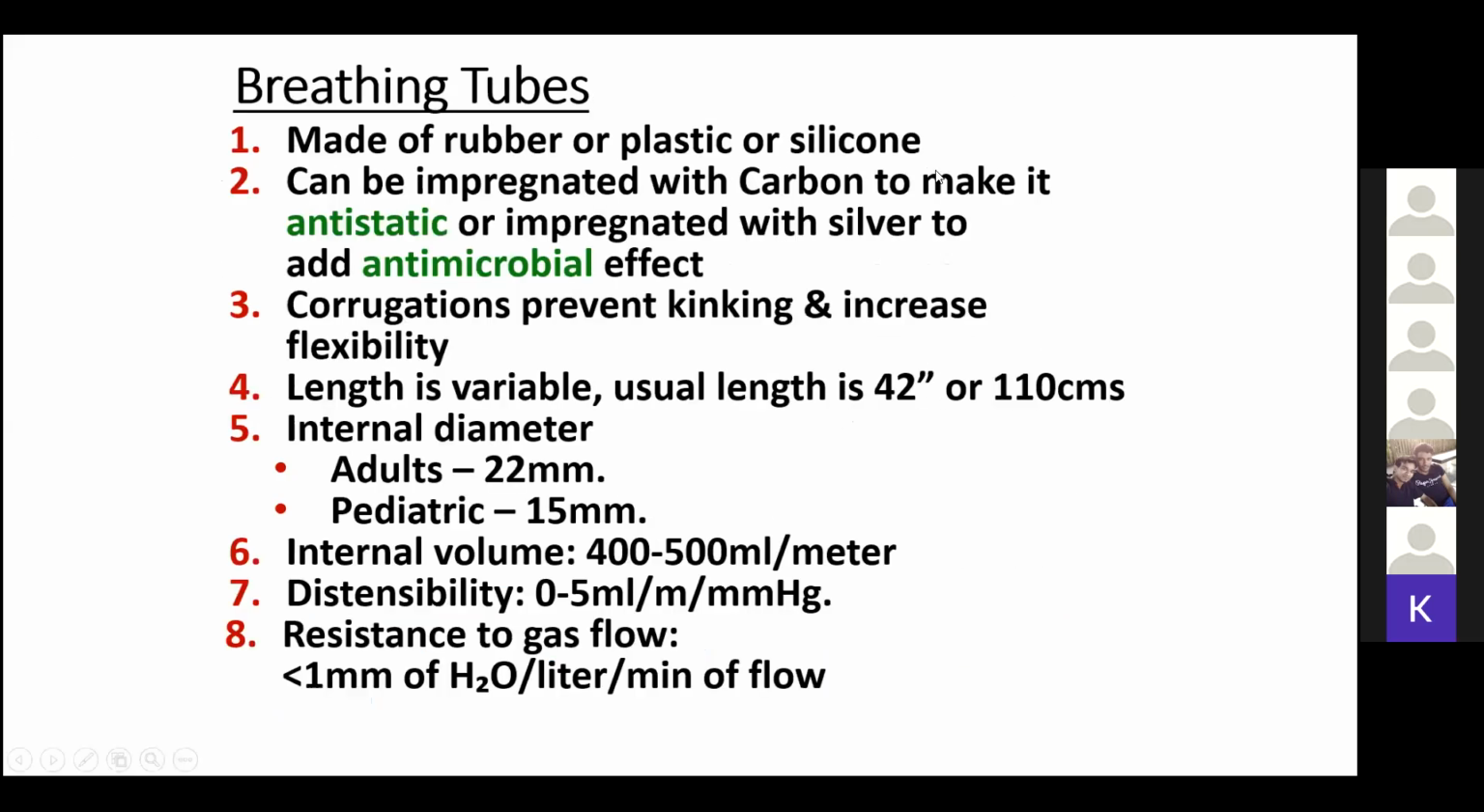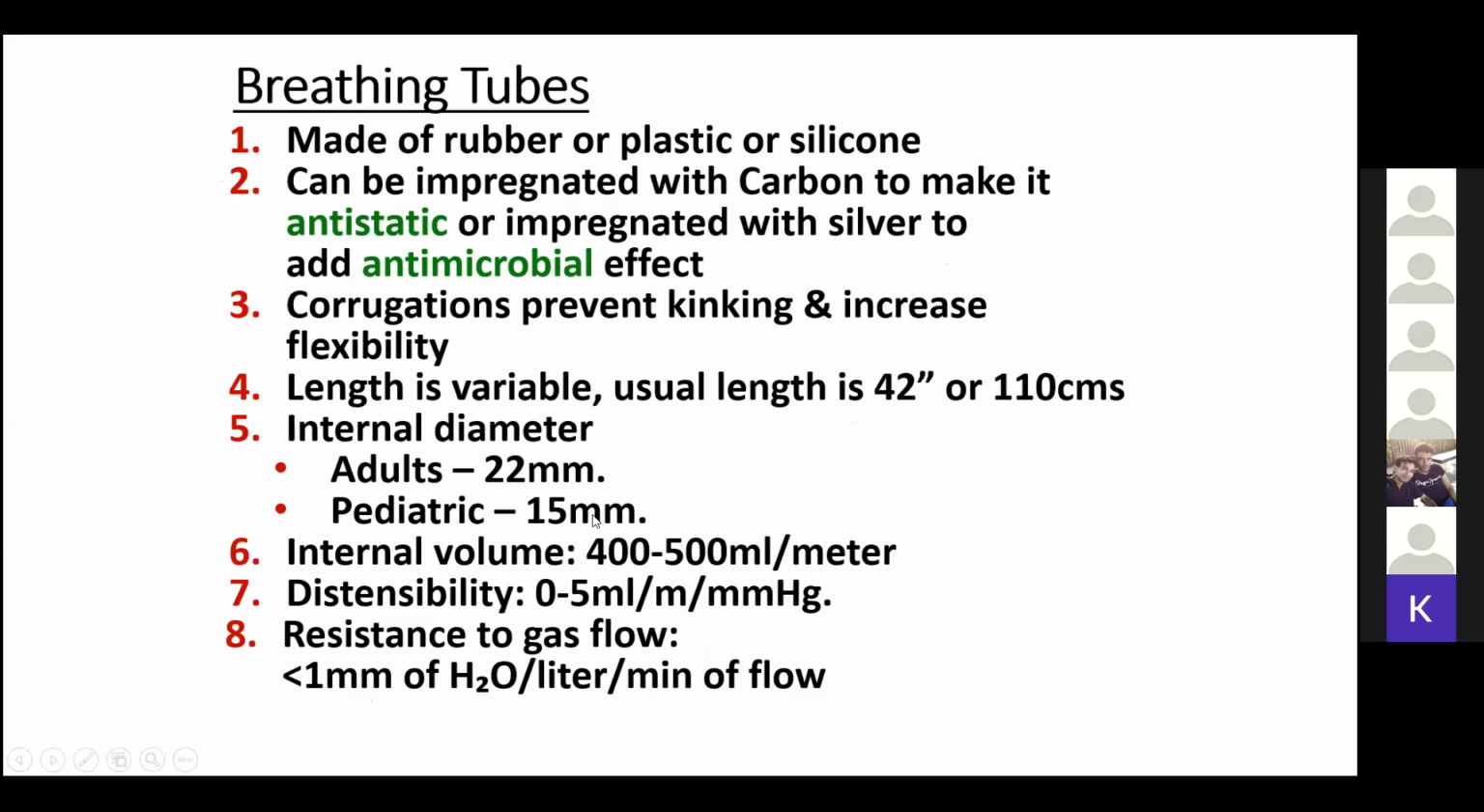Now breathing tubes. Let us say if you are given a breathing tube in your hand, what will you say? They are made up of rubber or plastic or silicone. They can be impregnated with carbon to make them anti-static or impregnated with silver to add an antimicrobial effect. Corrugations will prevent kinking and increase flexibility. Length is variable, but the usual length is 42 inches or 110 centimeters.